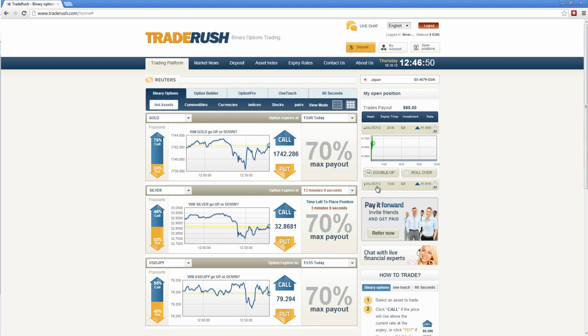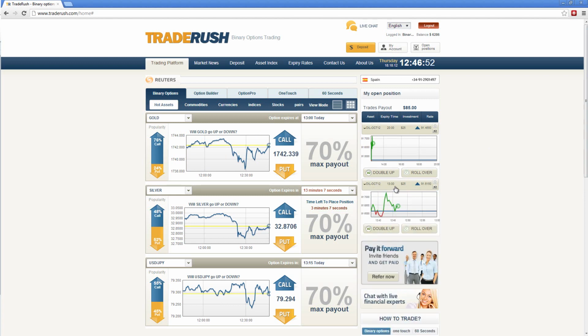We have one more trade to go, and there's around 15 minutes left on this trade. Let's see what happens. 15 minutes, and that's a bit long actually. I think I might cut off here.